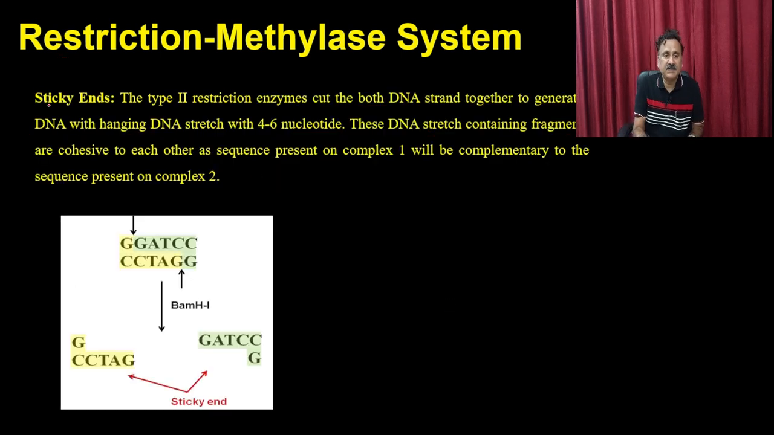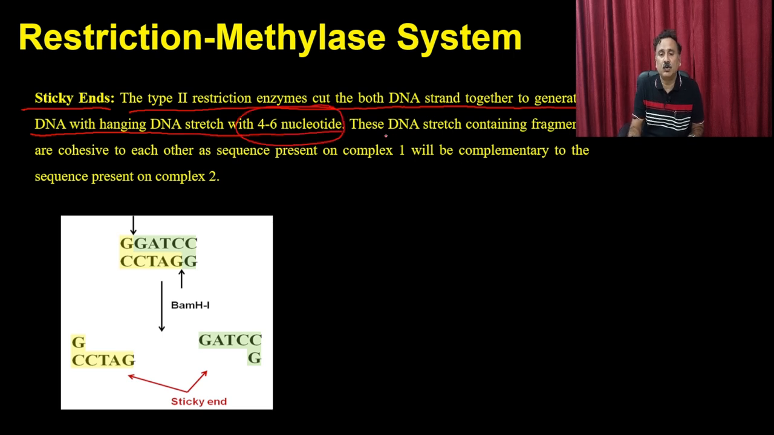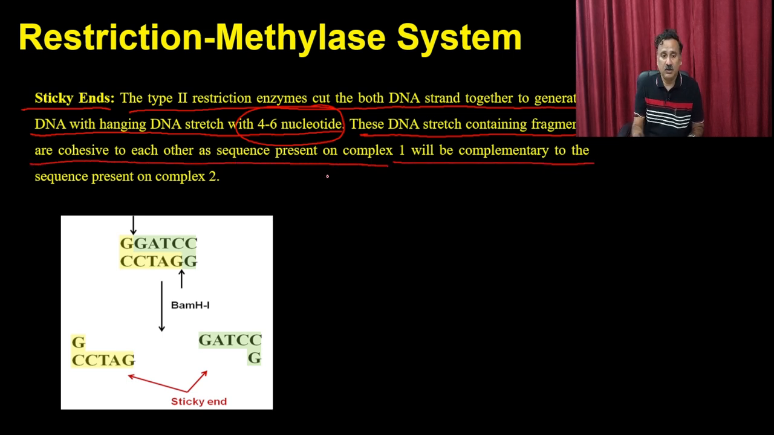Then the second is sticky ends. It is going to generate the sticky end. The type 2 restriction enzyme cuts the DNA strands to generate DNA with a hanging DNA stretch of 4 to 6 nucleotides. These DNA stretch containing fragments are cohesive to each other, as the sequence present on fragment 1 will be complementary to the sequence present on fragment 2.